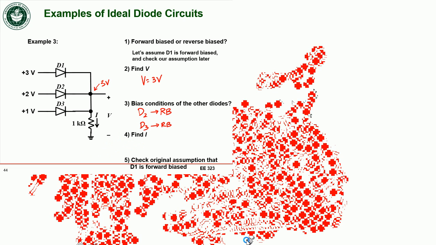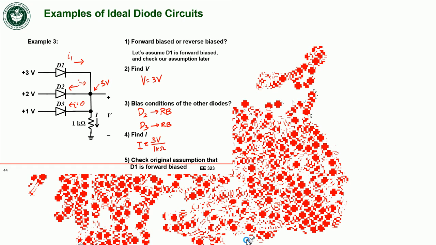Okay, so I'm going to have some current, let's call this I1, go through diode D1 because I said that's forward bias. And this current is going to be 0 because I'm saying that diodes D2 and D3 are reverse bias. So if that's the case, what's the current I? Give me an equation. By Ohm's law, 3 volts over 1 kilo ohm, so 3 milliamps.